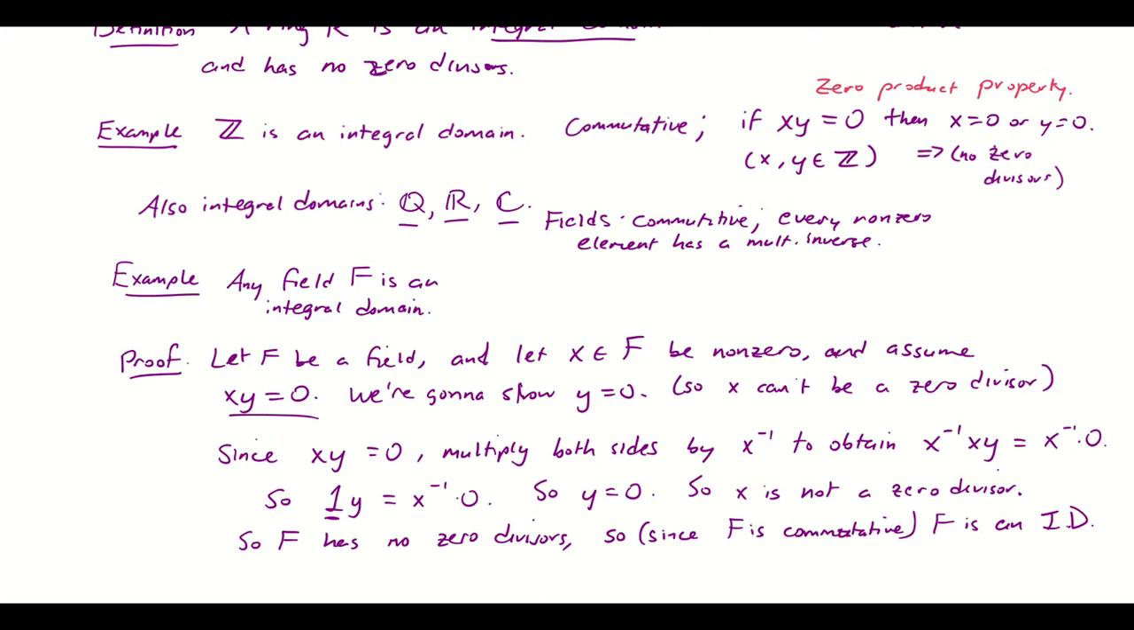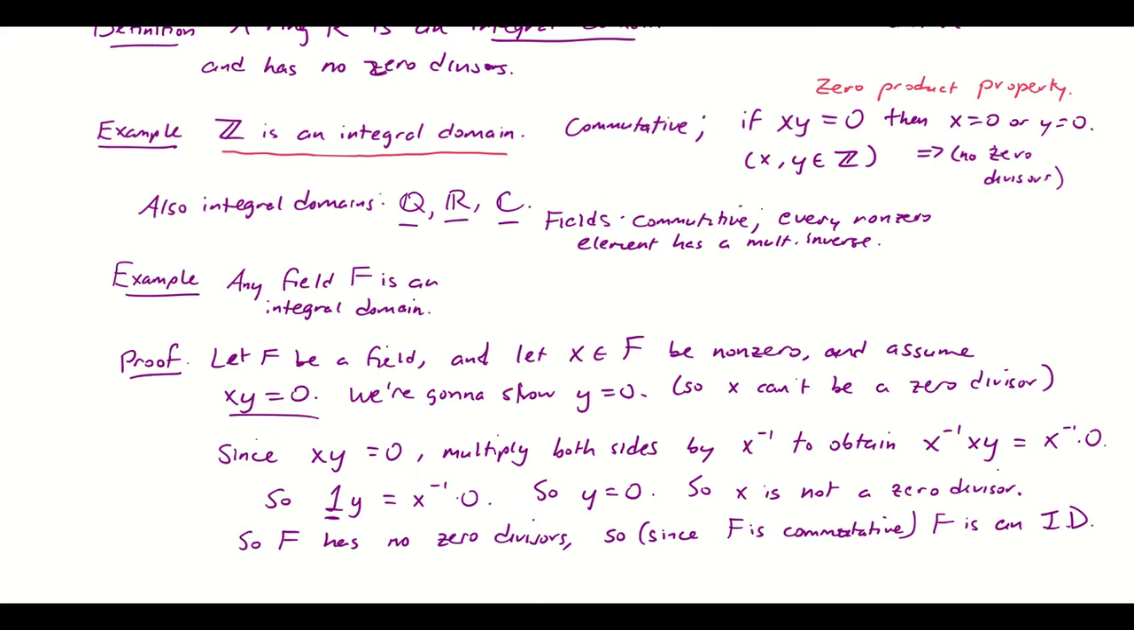But I do want to point out, because, for example, Z is not a field, the integers typically don't have multiplicative inverses. A couple of them do, but most don't. It is possible to be an integral domain without being a field. So being a field implies being an integral domain, but not the other way around.